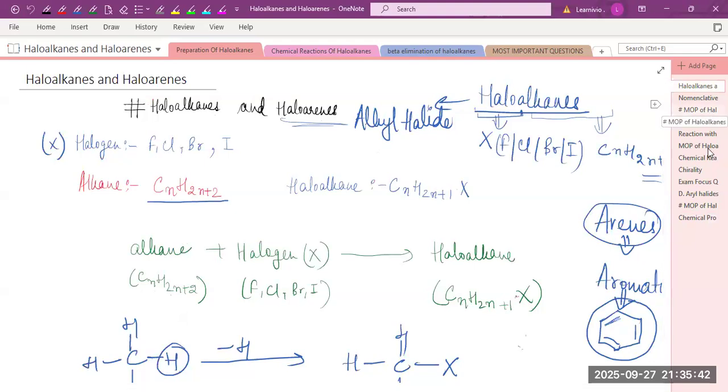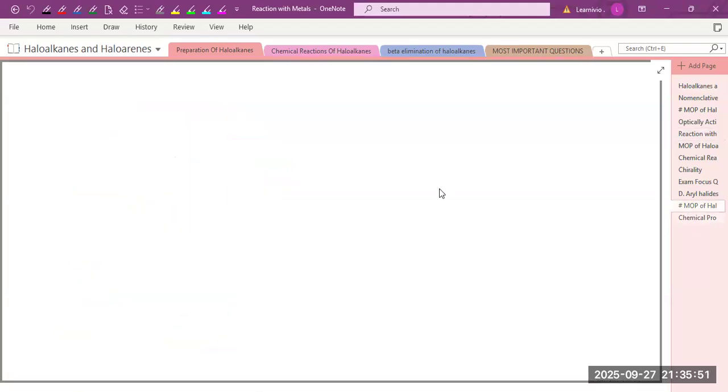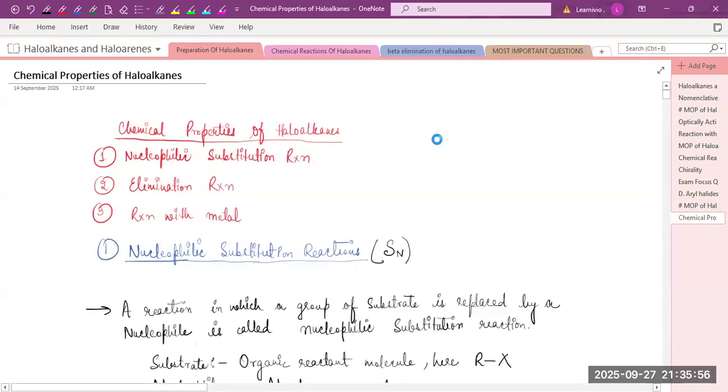Methods of preparation, okay, the reactions. So today we are just doing the chemical properties of your haloalkane. We will start that. So let's wait for others, then we will start the session.